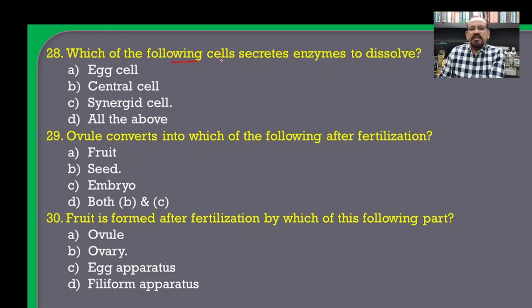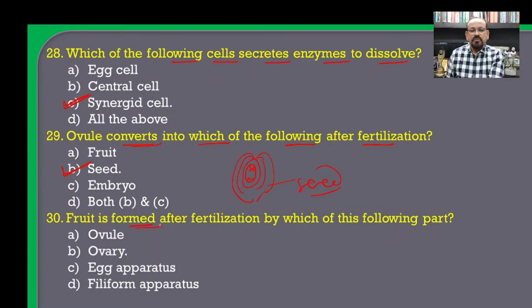Then which of the following cells secretes enzyme to dissolve? The specific characteristic feature of the synergids is to secrete the enzyme to dissolve it, and hence C is the correct answer for this question. Then the ovule converts into which of the following after fertilization? As I told you, the ovule after maturity will convert into the seed, and hence B is the correct answer for this question.